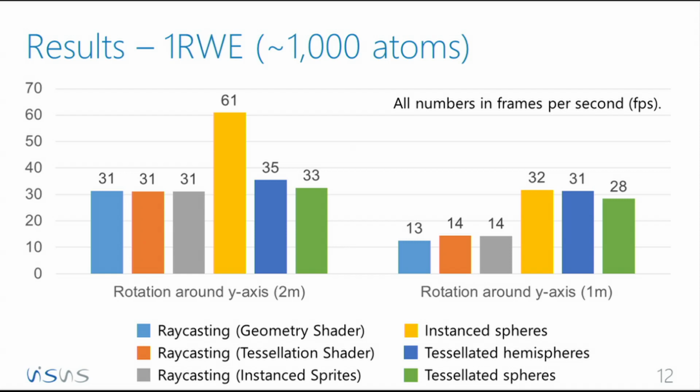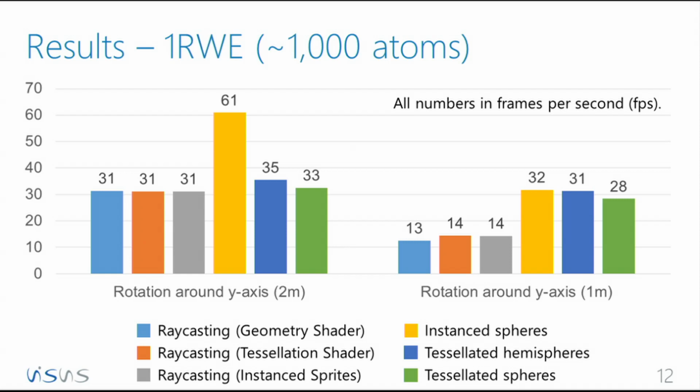Now if we come closer to the protein, we see that the frame rate drops considerably. For the raycasting cases, this is to be expected. The closer we come to the protein, the more pixels are filled by spheres, and we have to do the raycasting. So this gets expensive, and we expected this drop in frame rate, and we can see that the frame rate is way too low to be called interactive.